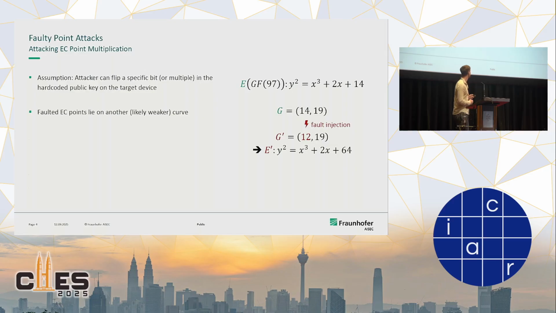And this will then cause the faulted point to end up on another curve. E prime is what it's called here. And this will have another parameter b change from 14 to 64.